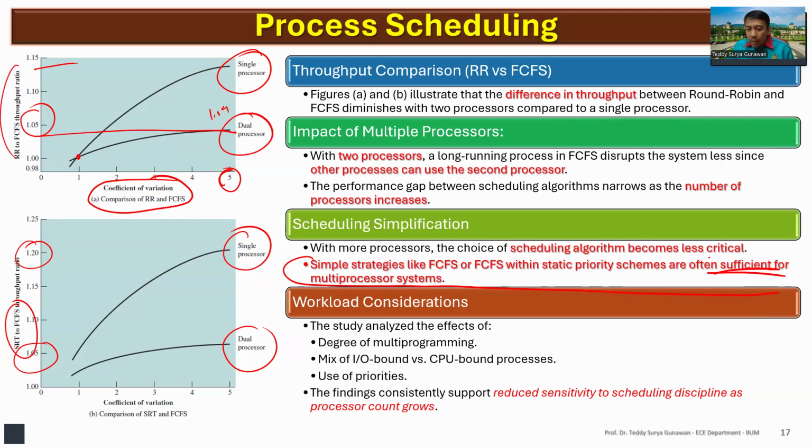You can see the findings of the experiment here. The findings consistently support reduced sensitivity to the scheduling discipline or scheduling algorithm. You can choose any algorithm, but if you can choose any algorithm, it means that you can use the simple one, which is first come first serve.